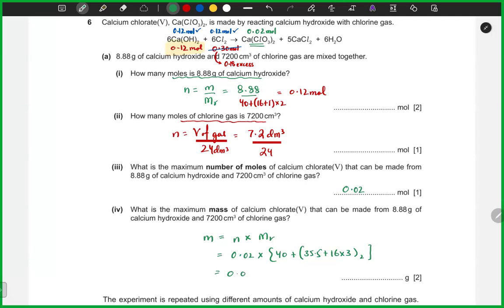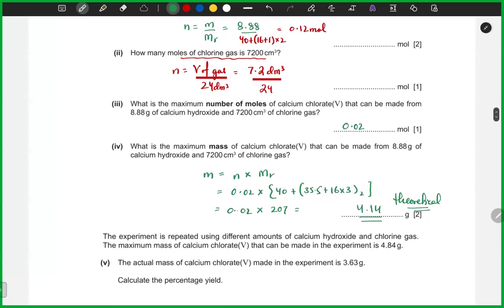So it's 0.02 multiplied by 207. What do we get? I'm getting 4.14 grams. So now remember, this is the theoretical value, what my calculator is giving me. So 4.14 grams.